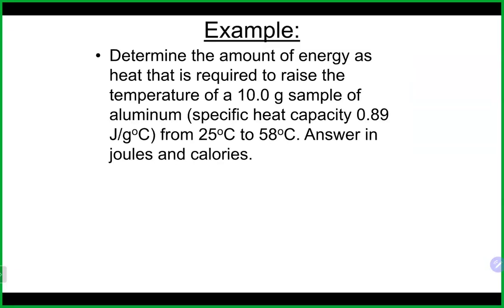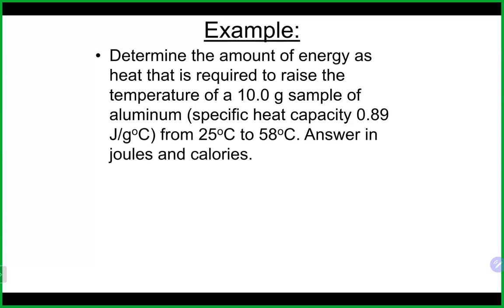All right, so now we want to determine the amount of energy as heat that is required to raise the temperature of a 10-gram sample of aluminum. It has a specific heat capacity of 0.89 joules per gram per degree Celsius, and it's going from 25 to 58 degrees Celsius. Give your answer both in joules and calories, so give it a go.